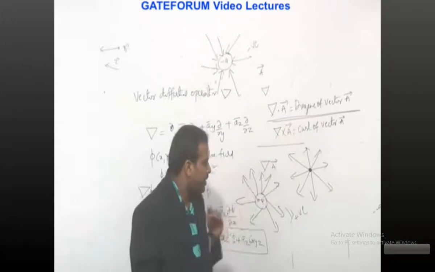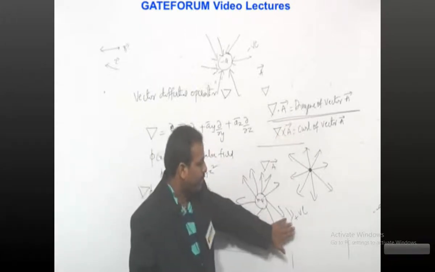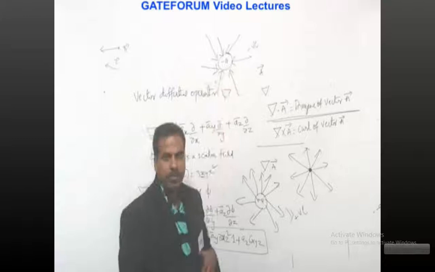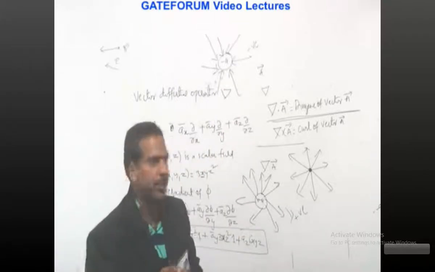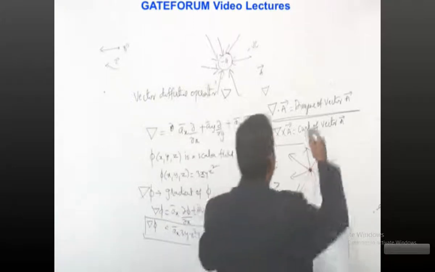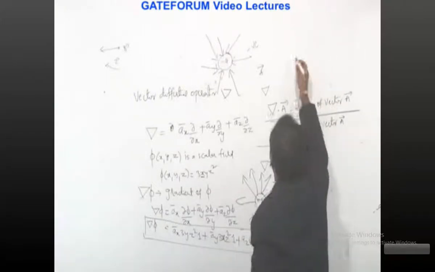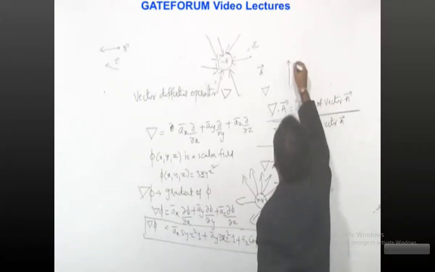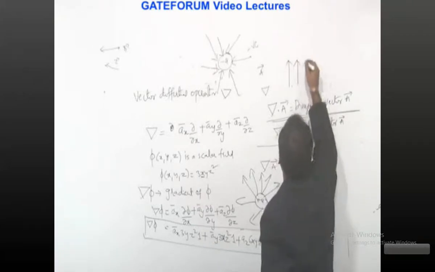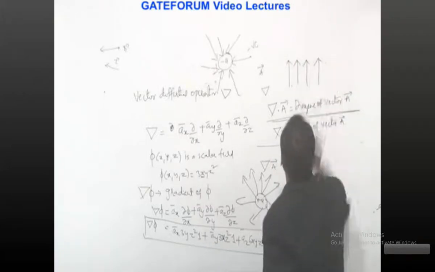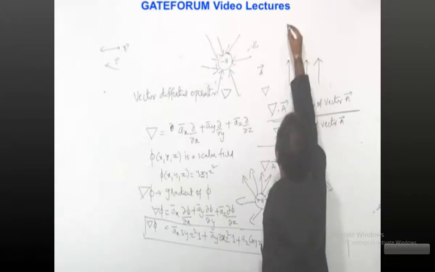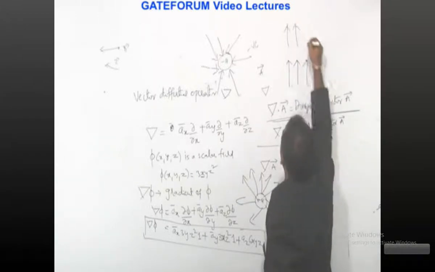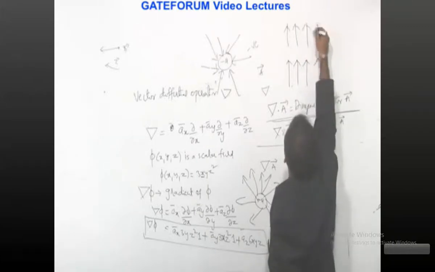We understand now that the divergence can be positive or negative. But when does the divergence become zero? Let us assume, in a field, the field lines are entering like this, and the same field lines are coming out of a surface. Just assume, coming out of a surface.